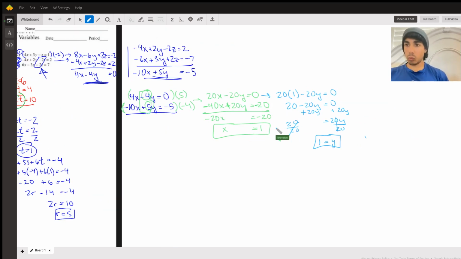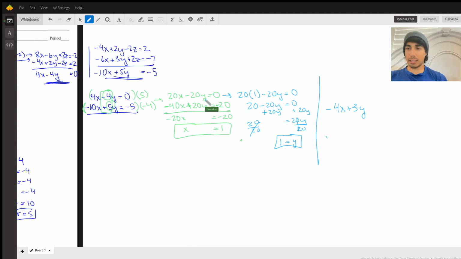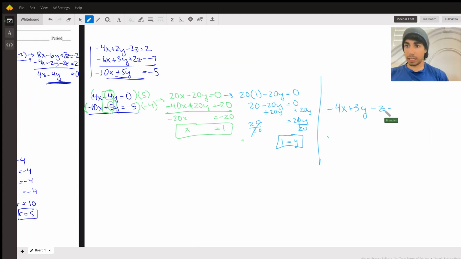All right, so equation 1, we're plugging it back in. It was negative 4x plus 3y minus z equals 1. So we're going to plug in 1 for x, plug in 1 for y, and then solve for z. So it's negative 4 plus 3 minus z equals 1. Negative 4 plus 3, that's negative 1, minus z equals 1.